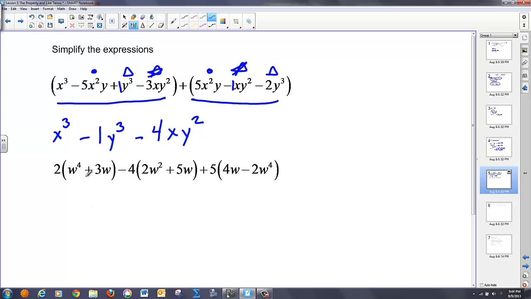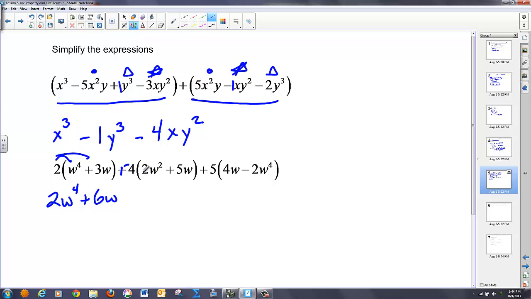Now in this last example, I have some distributions I have to do because I have a number times a sum, a number times a sum, and a number times a sum. Now, here's what I choose to do. I'll distribute my 2 through. I'll get 2w to the 4th. 2 times 3 is 6w. I consider this a negative 4. In fact, what I'd probably rather do is change my subtraction to an adding of the opposite. So then I can really see that negative 4 right there.